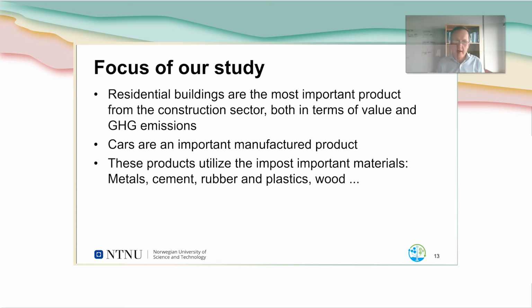What we took from these results for our study is that residential buildings are a thing that we would like to look at. Given that the construction sector is the most important sector and residential buildings are actually the most important product of the construction sector, both in terms of value and in terms of the greenhouse gas emissions they cause. And then we looked at the manufacturing sector, and that wasn't easy. What do we do with the manufacturing sector? Lots of the products that are actually produced are sort of machinery and equipment, which we have very little data for. And it's also interesting because it's an investment product, but then we actually turn to cars. As an individual industry, that's the most important manufacturing industry that we could identify. And the sum of those two products uses all these important materials like various metals, cement, rubber and plastic, and wood.